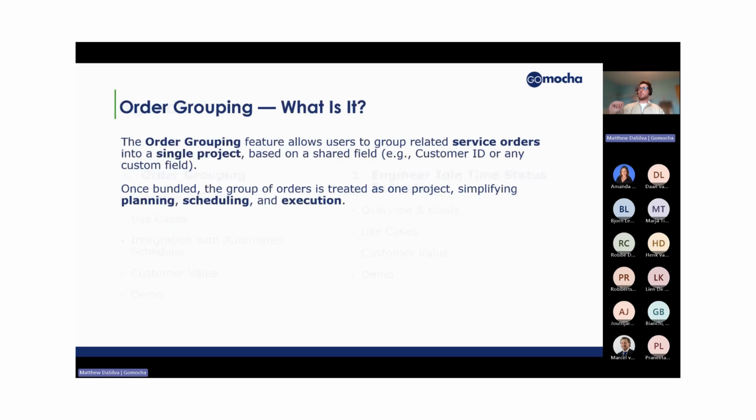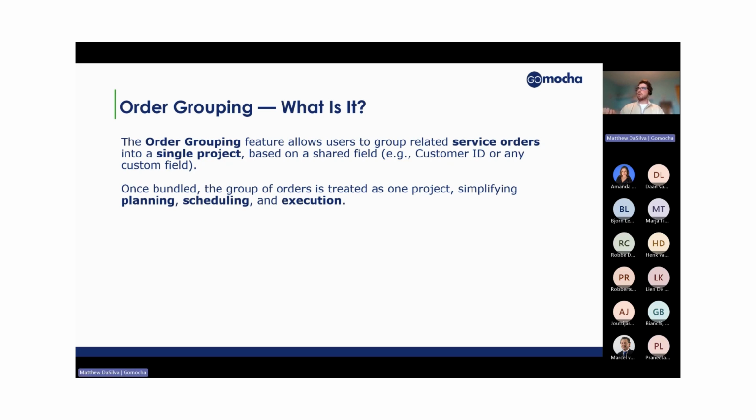So let's go to order grouping. What is it? The order grouping feature allows users to group related service orders into a single project based on a shared field, customer ID or any other custom field that is in your system. Once bundled, the group of orders is treated as one project, simplifying planning, scheduling, and execution. Think of it as smart grouping for work orders with optional logic to inherit common properties from the grouped orders. For example, it will inherit the technicians, all the skills that are required for the group, and SLAs, of course.